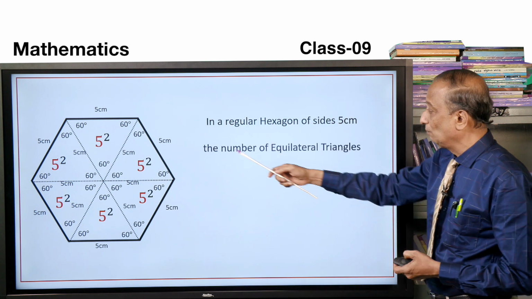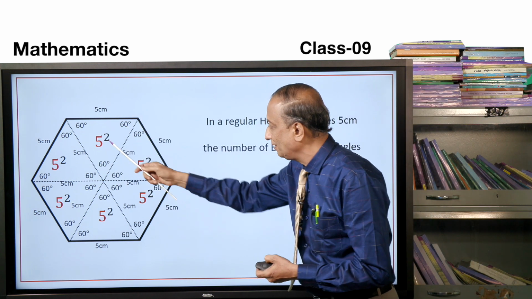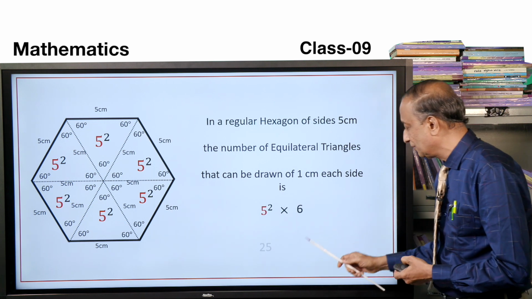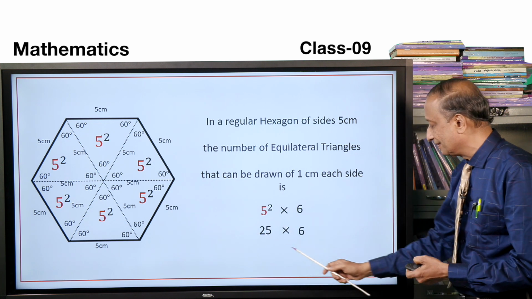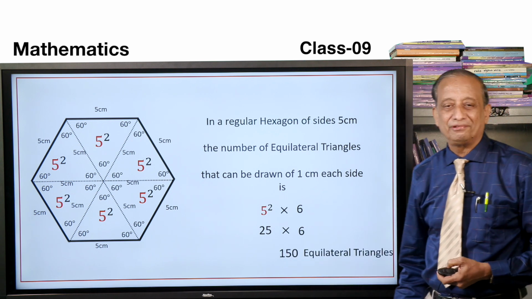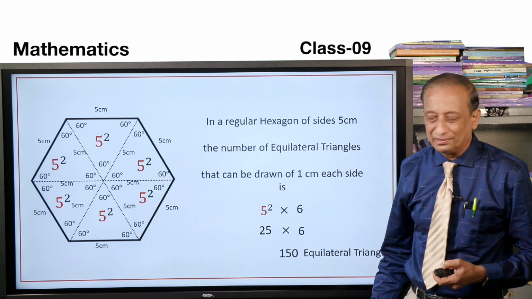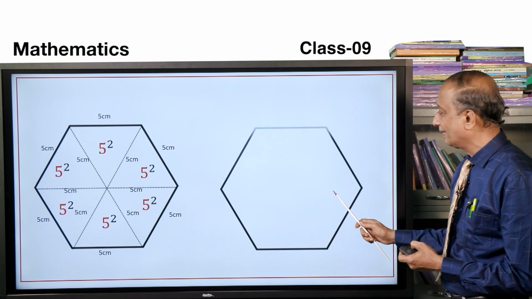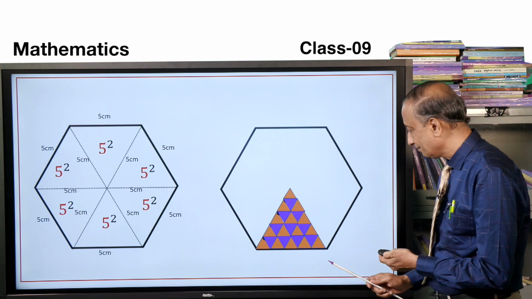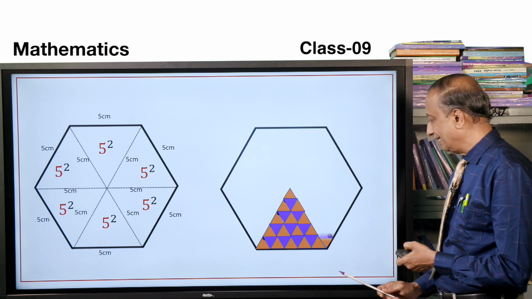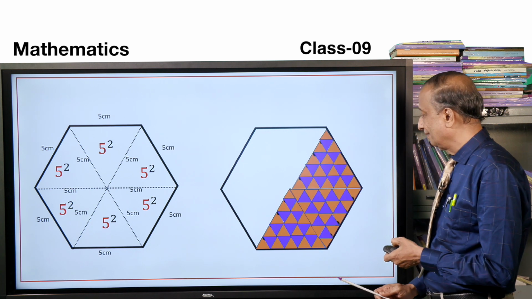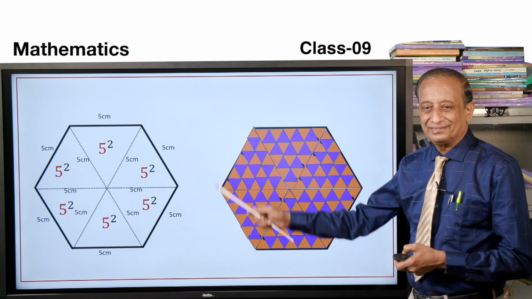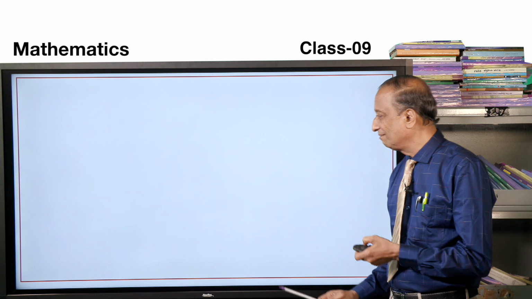So in one equilateral triangle we can draw 5 square equilateral triangles. Therefore, the number of equilateral triangles is 5 square into 6. 25 into 6, that is 150 equilateral triangles can be drawn in this. So in the next slide you will see all the 150 equilateral triangles in just 2 colors. This is the first one, second one, the third, the fourth, fifth and sixth. So beautiful, you know. So these are the 150 equilateral triangles.